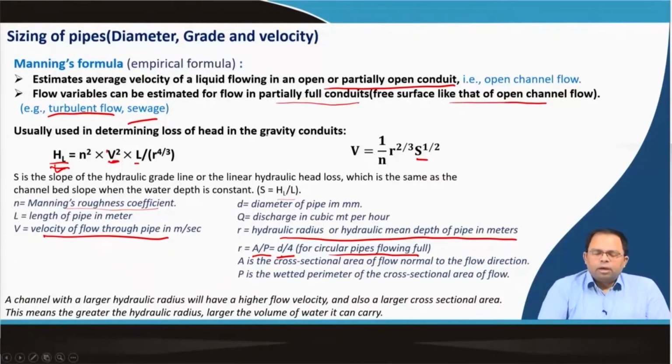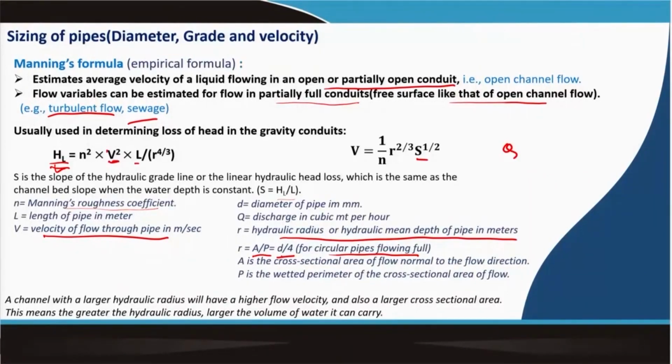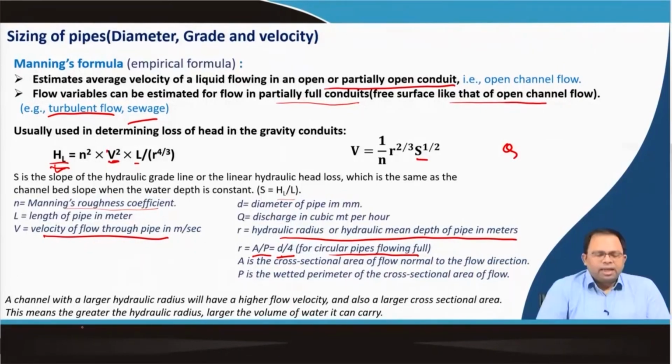Similarly, we can also convert it into Q. If V is there, then we can also determine the Q value as well. So, there could be different forms in which this particular equation could be written. We can conclude by saying that a channel with a larger hydraulic radius will have a higher flow velocity and also a larger cross-sectional area. This means the greater the hydraulic radius, the larger the volume of water it will be able to carry.